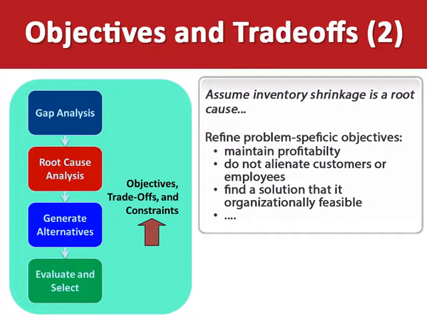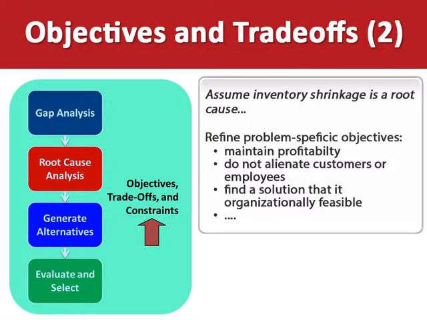Now, obviously, some objectives, like maintain profitability, are going to remain because they're core and fundamental. But now we have other objectives that only really make sense in the context of a customer theft problem. So for example, he has to think about not alienating customers or employees with his anti-theft countermeasures. He has to think about the organizational feasibility of technological solutions. That is, does his organization have the technological sophistication to implement high-tech solutions? So these are the kind of things that now need to be brought to the fore in order to determine the best alternative.